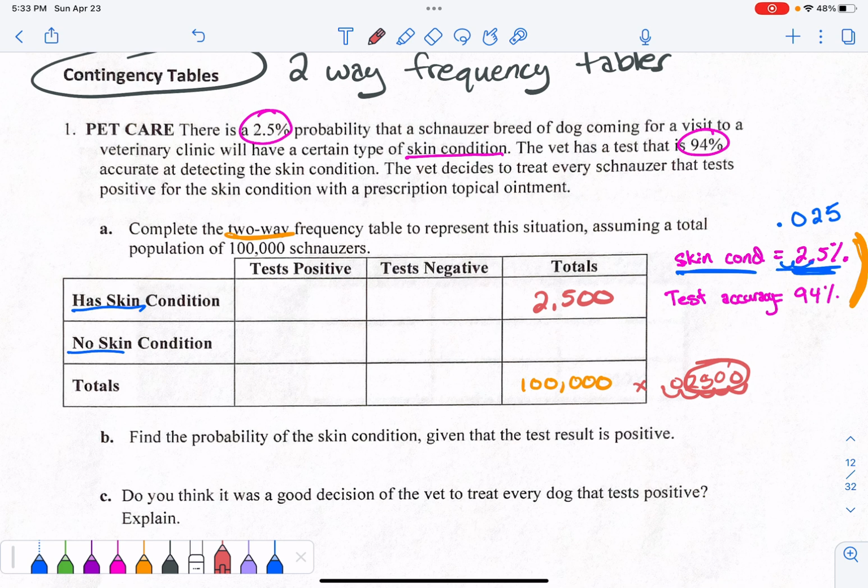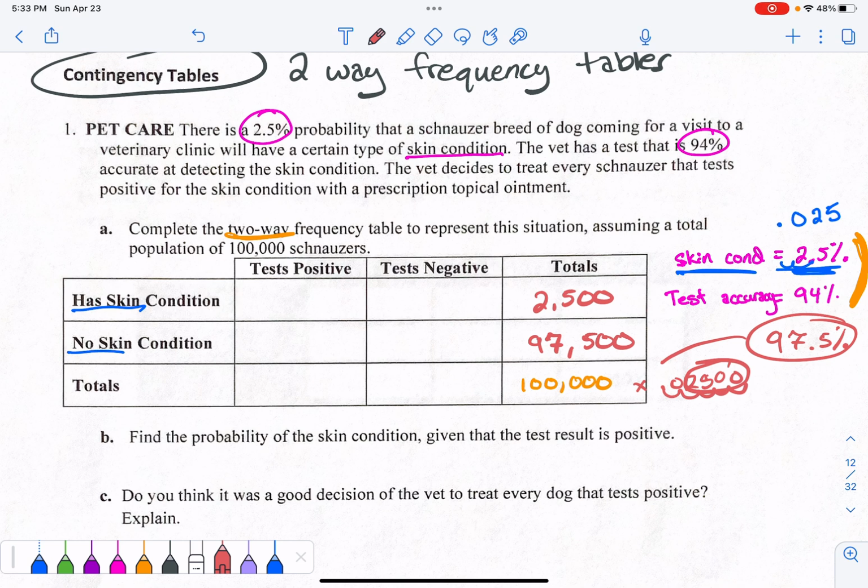Then, if 2.5% have it, that means that 97.5% don't have it. I could take this times the 100,000, or I could just subtract these two numbers, and subtraction might just be easier in that case. So this would be 97,500, and that is going to be the number that I have for that.